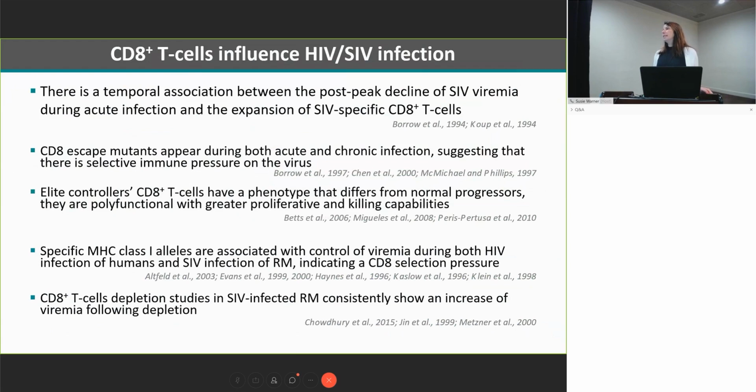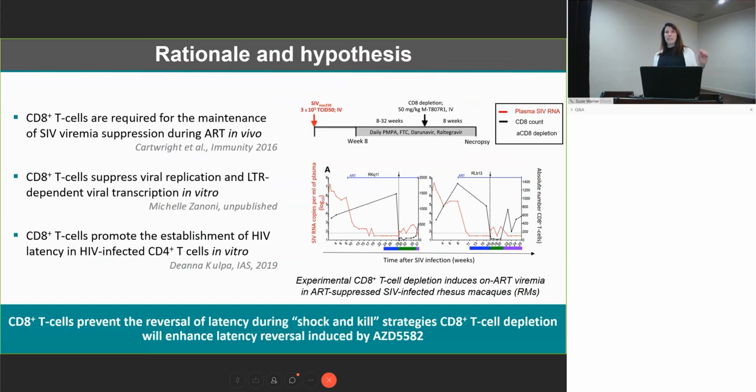CD8 T cell depletion studies in SIV-infected rhesus macaques show an increase in viremia. But more recently, the group of Guido Silvestri also showed a role of the CD8 T cells in ART-treated infection. So they showed that an experimental CD8 T cell depletion induced on-ART viremia in ART-suppressed SIV-infected rhesus macaques. So this result suggests that CD8 T cells are required for the maintenance of viremia suppression during ART in vivo.